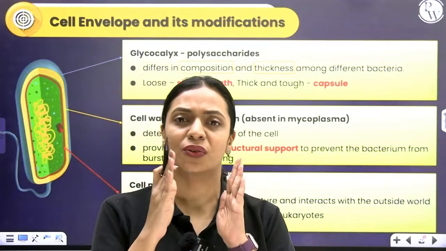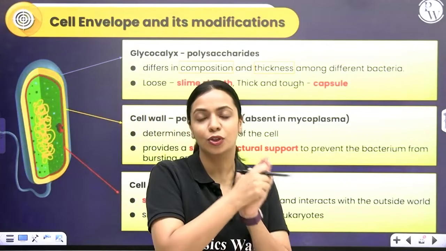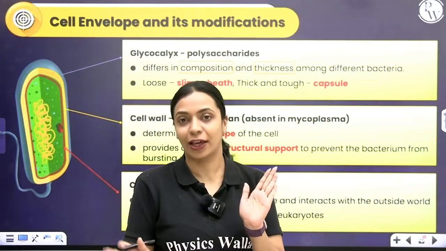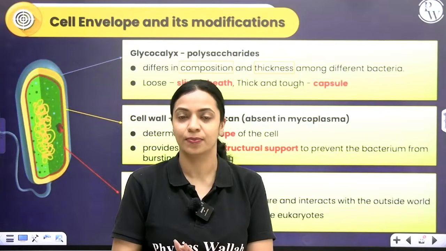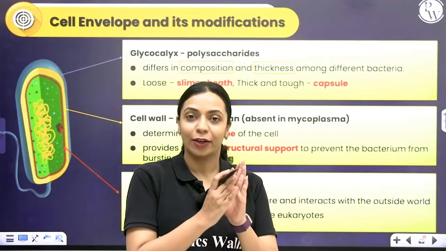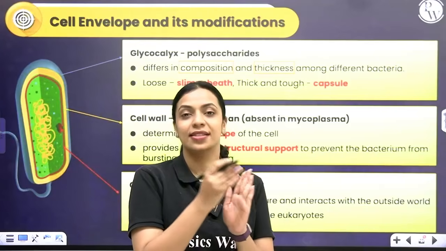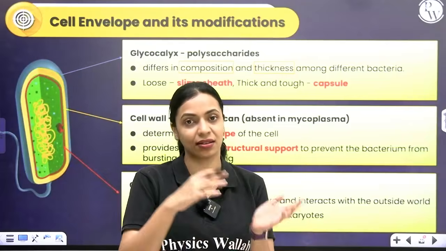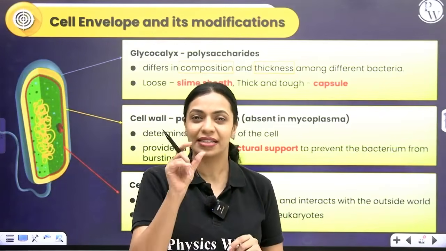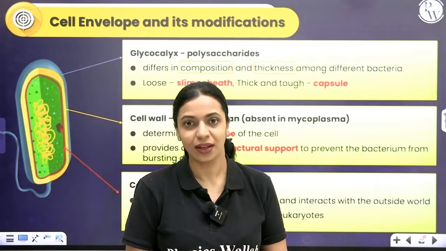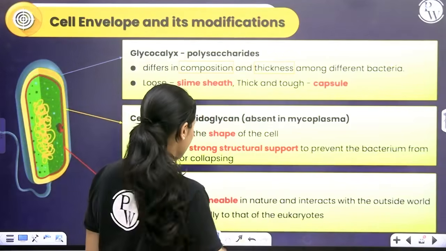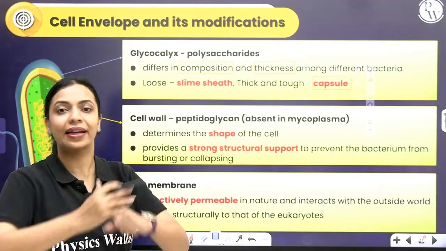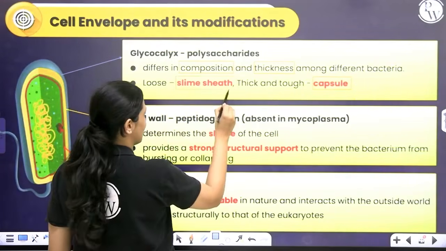In some of them, it's really thick and very tightly attached to the cell wall. In such cases, it becomes difficult to wash off the glycocalyx layer. While in some other cases, the glycocalyx will be a very thin layer. In such cases, it can be removed easily. It is not as tightly attached to the cell wall as the thick layer. Whenever it is thick and very tightly bound to the cell wall, we call it a capsule. It's called a capsule when it is thick and tough. Whenever it is loose and not so tightly bound, you call it a slime sheath.